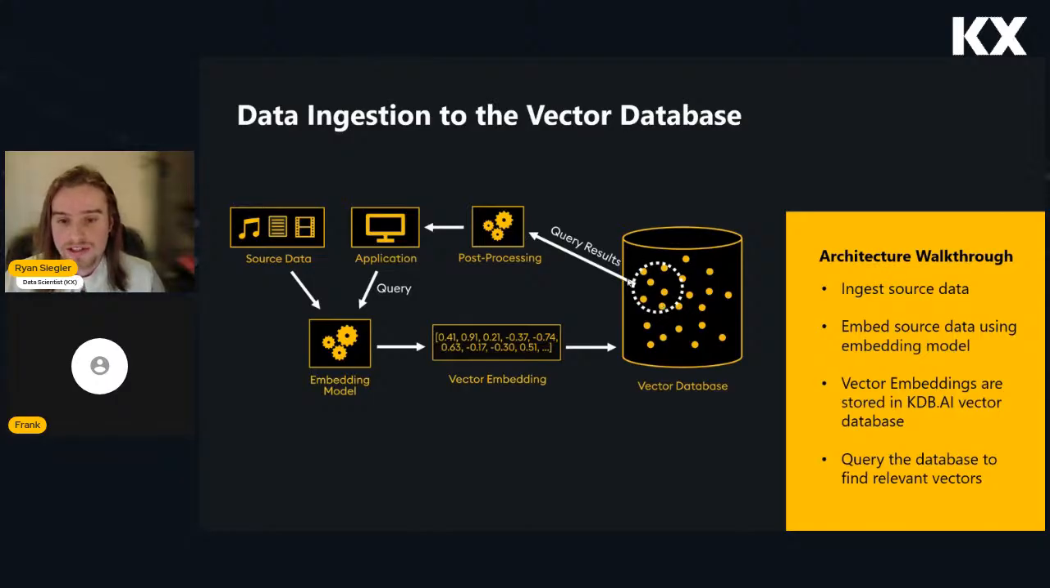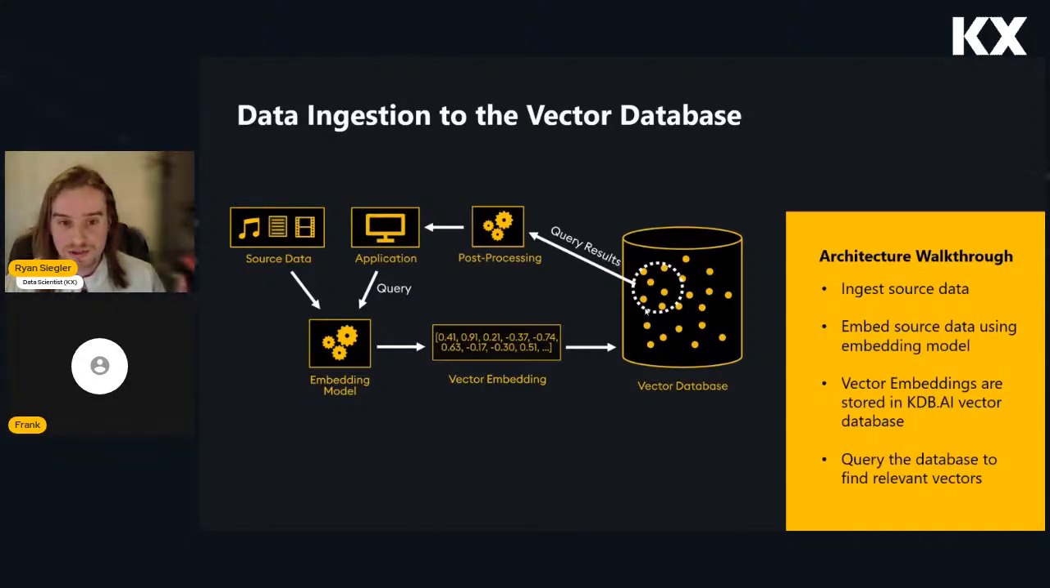Now, the power here is that you can do a very efficient and fast similarity search against a large amount of data with a vector database. This will allow you to search through all your data, find the most semantically relevant data using those vector embeddings, and then it will retrieve that data for you. And then you can pass that on to whatever downstream application you want.